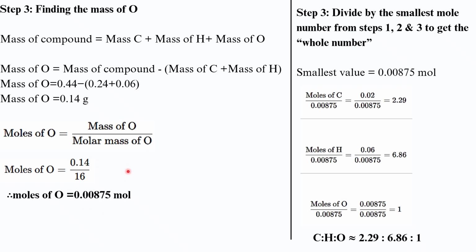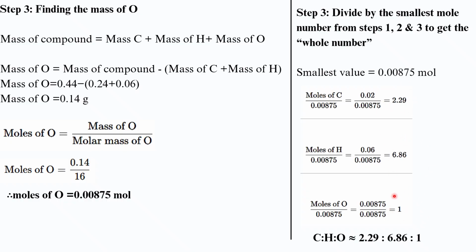Now, after getting the moles of all three atoms, I just have to determine the simplest ratio. How to determine the simplest ratio? Whatever is the lowest number of moles, you will divide all three moles by that particular number. I can see that moles of oxygen is the least. So I will divide the number of moles of carbon, hydrogen and oxygen respectively by the moles of oxygen. I will end up with these three values, as you can see over here.